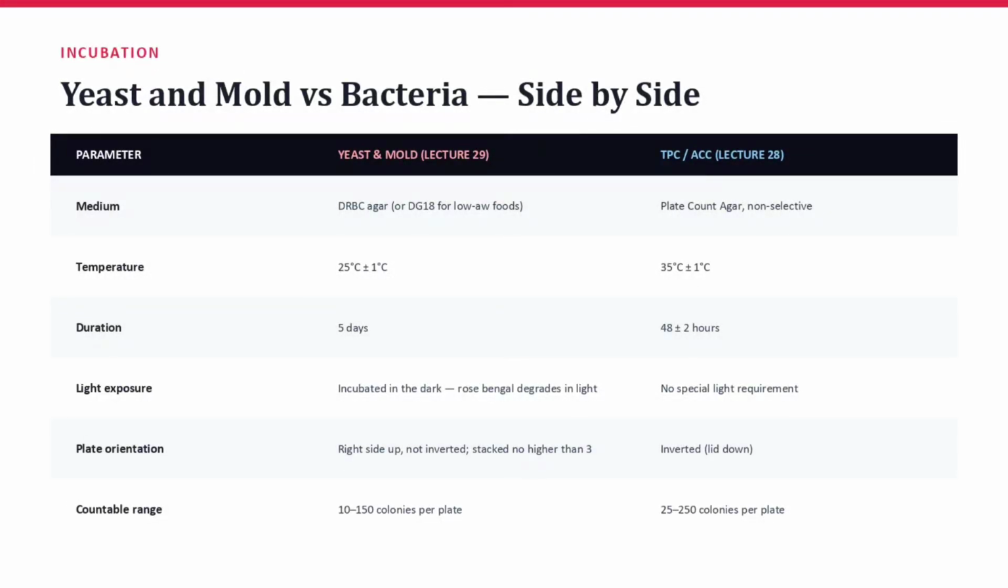Plate orientation: right side up, not inverted, and stack no higher than 3, versus inverted, lid down, for TPC. And countable range: 10 to 150 colonies per plate, versus 25 to 250 for TPC. Every single one of these differences traces back to something real about how fungi behave differently from bacteria. None of it is arbitrary.